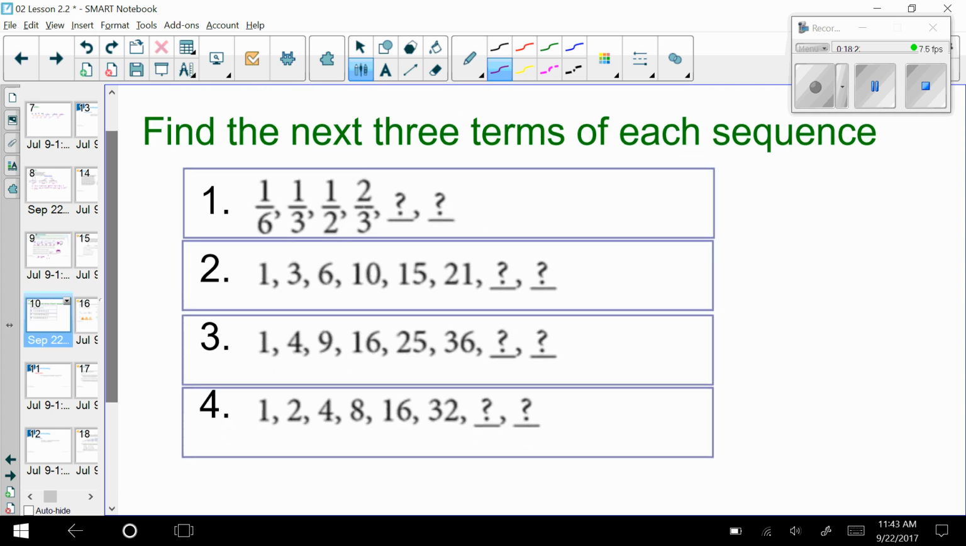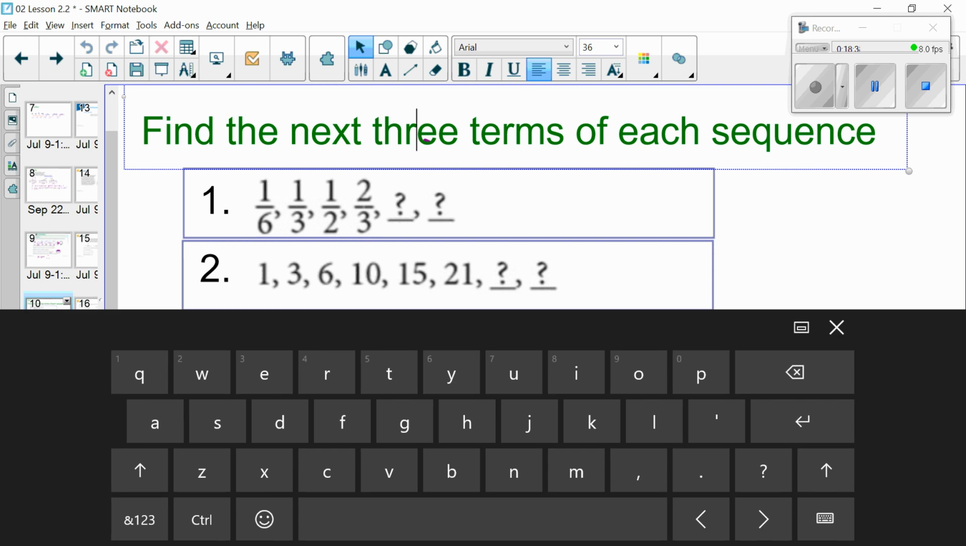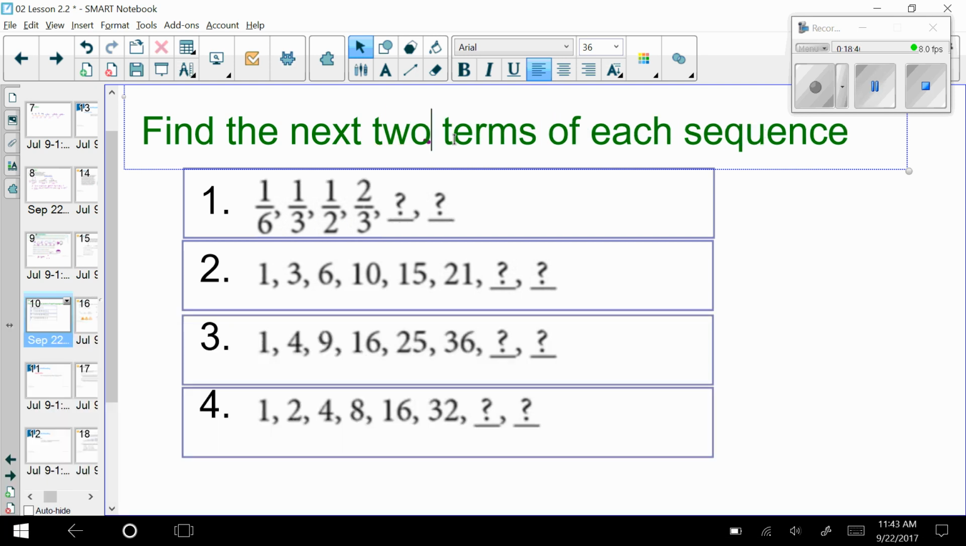Now on your own, and please pause the video while you work, look for the next, it says 3, but let's do 2, since that's how many spaces I gave you. Find the next 2 terms of each sequence. So first think of how it goes from 1/6 to 1/3, and so on. So please pause the video while you work, and you can unpause for the solution.